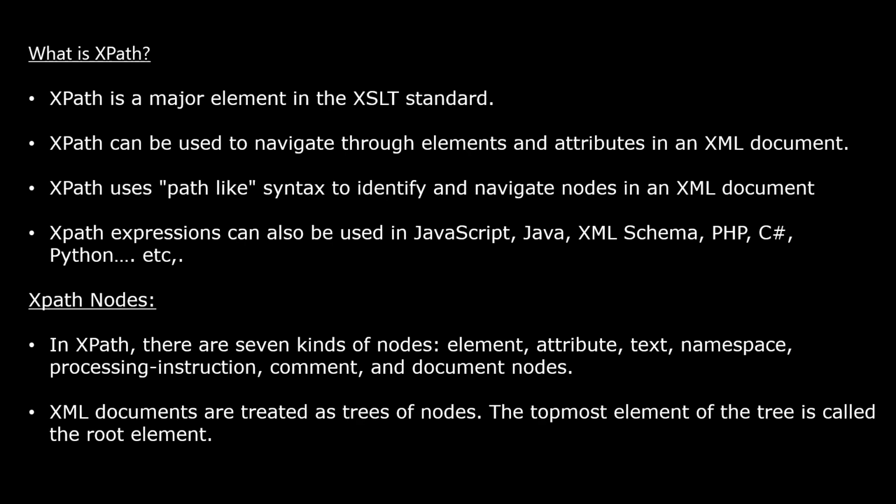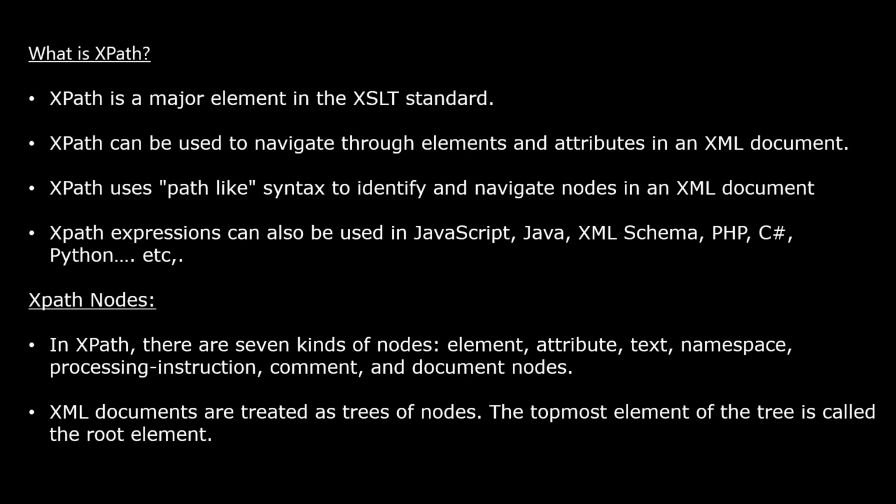We can use XPath expressions inside any of several languages, like JavaScript, Java, PHP, or C#. On all these languages we can use our XPath expressions. First of all, let's see what an XPath node is. I will show you with an XML document as well. In XPath there are 7 kinds of nodes: element, attribute, text, namespace, processing instruction, comment, and document nodes. These are all the nodes present inside XPath.